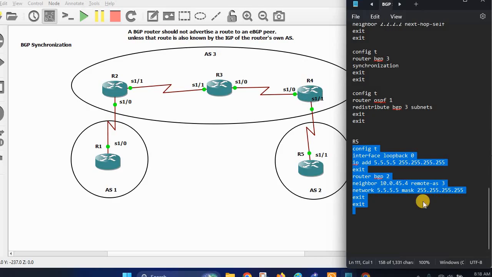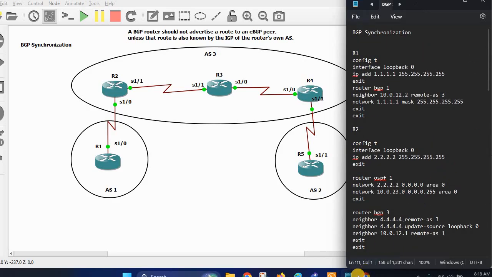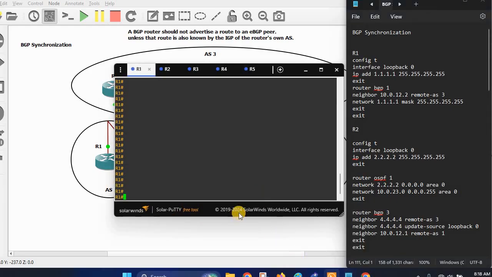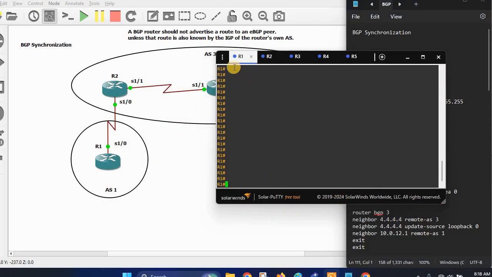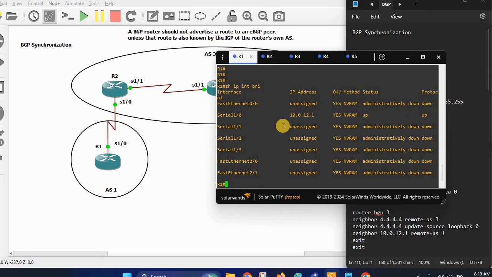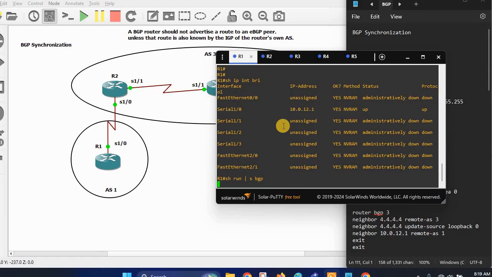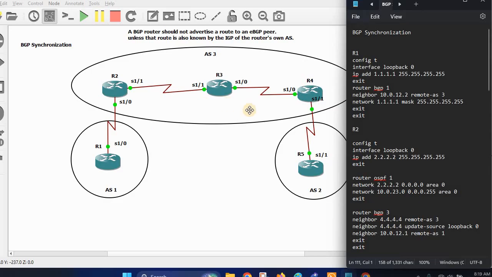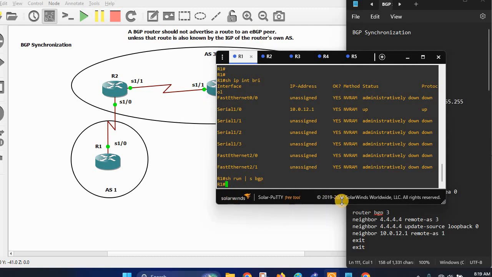So let's start the configuration. I have already prepared the routers and enabled them. First, show IP interface brief: I have only given all five routers their IP addresses. I have not configured BGP on any router, only the directly connected IP addresses. Then we will copy and paste all the configuration here.